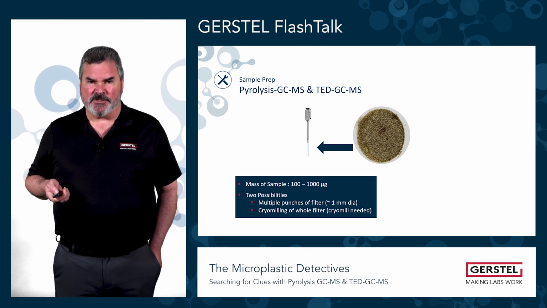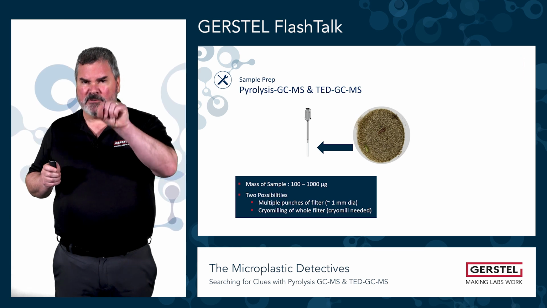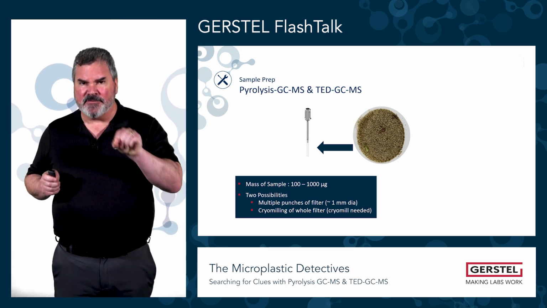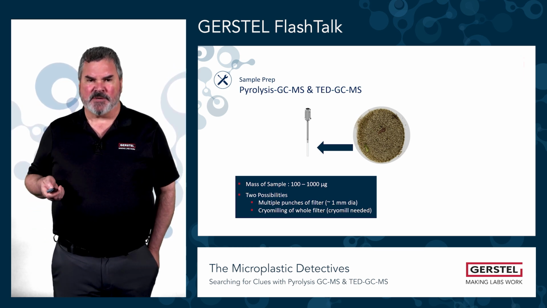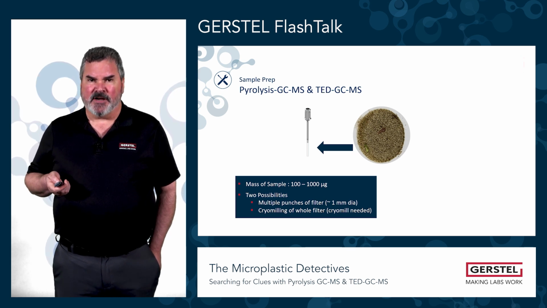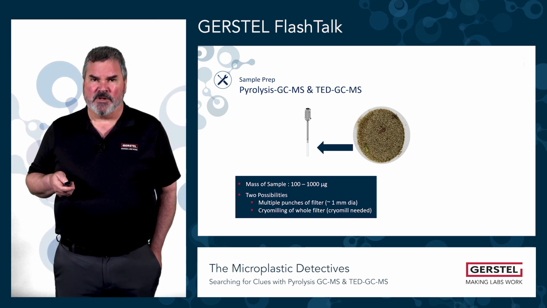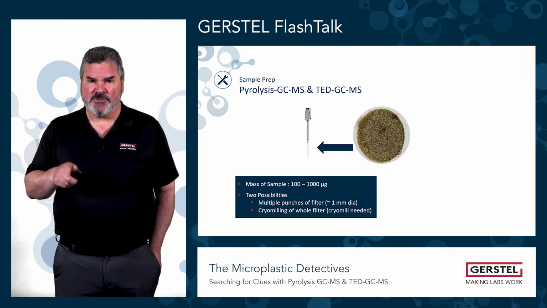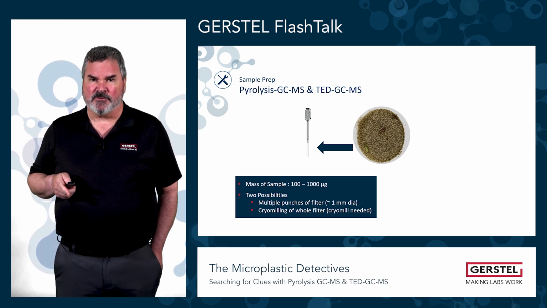That's done one of 2 ways. You can use a punch to take little individual punches out of that filter that reduce the sample size of each punch to around 100 to 1,000 micrograms. That's very effective, cost effective, but does turn one sample into 10 because you're going to have to punch many times to get a representative sample.